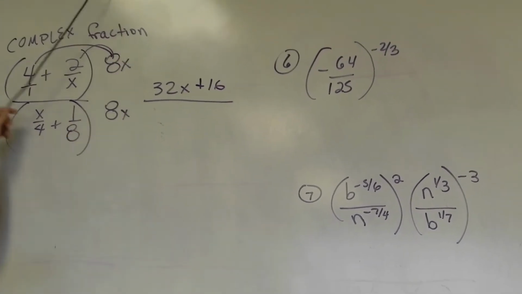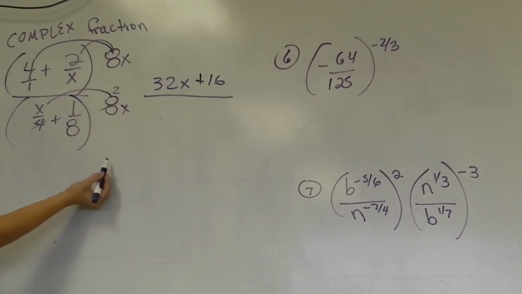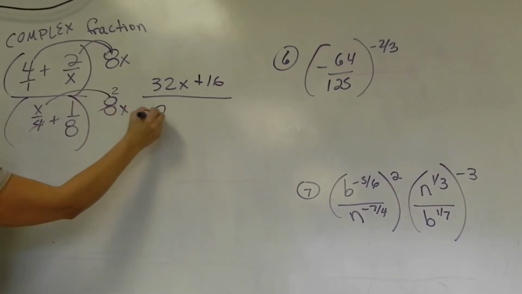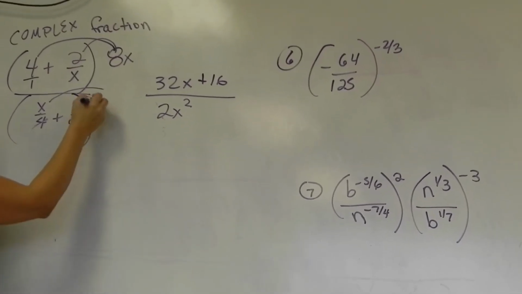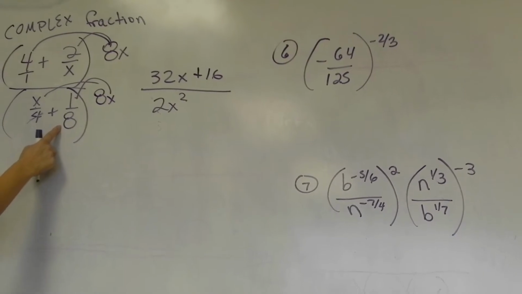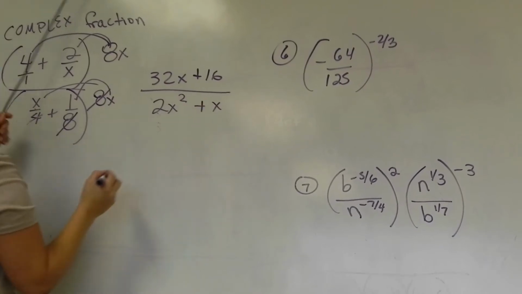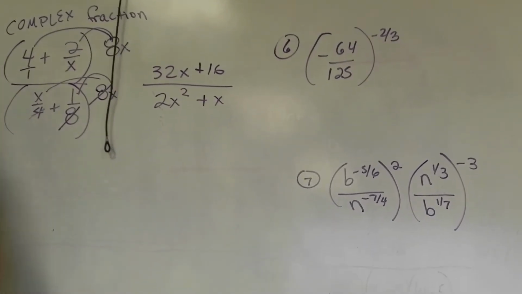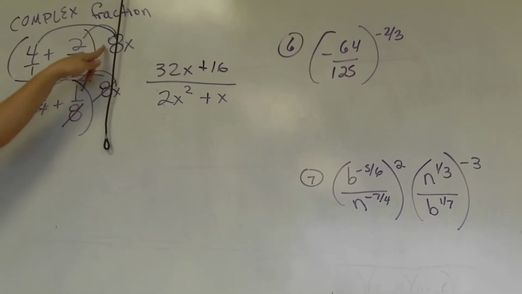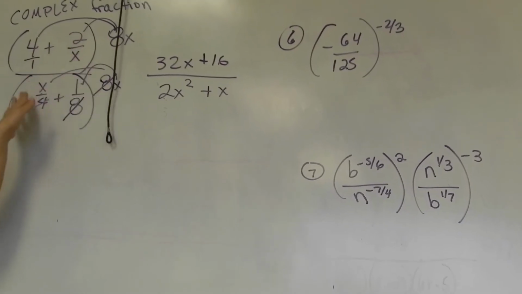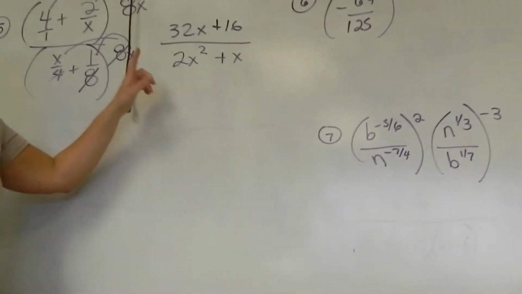Same thing for the denominator. 8x times x over 4, the 4 and the 8 will be diagonal, leaving a 2. X times 2x is 2x squared. Use that 8x again, we're distributing it. 8x times 1 over 8, the 8's cancel, and you have 1 times x, or x. So that's probably a quicker way of explaining a complex fraction. It's times by the LCD, every denominator times the LCD on top and bottom, and then distribute it into every term. Then you won't have a fraction within a fraction. It takes out the complex part of it.